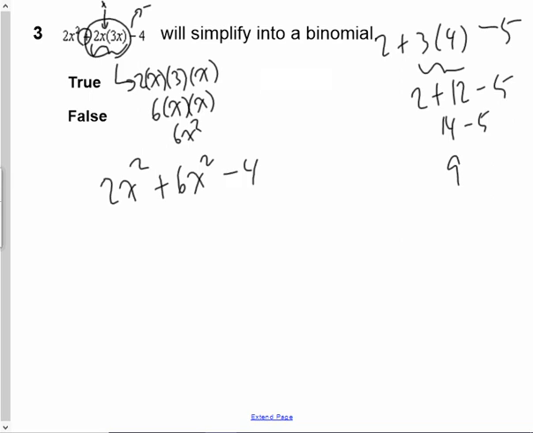Now I have adding and subtracting. I can add these because they are like terms. So 2x squareds, plus 6 more of them, would be 8x squareds. And minus 4 is a constant. It stays by itself. It does not combine at all with it. So the answer is yes, it is a binomial, and therefore question 3 is true.